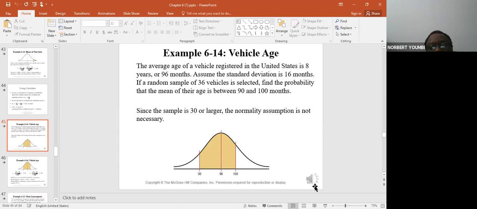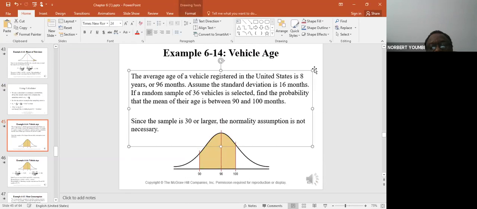The average age of a vehicle registered in the United States is 8 years. Assume the standard deviation is 16 months. If a random sample of 36 vehicles is selected, find the probability that the mean of their age is between 90 and 100. Again, here the question is about the mean. So we are going to find a new standard deviation by dividing it by the square root of the sample size, which is the square root of 36.